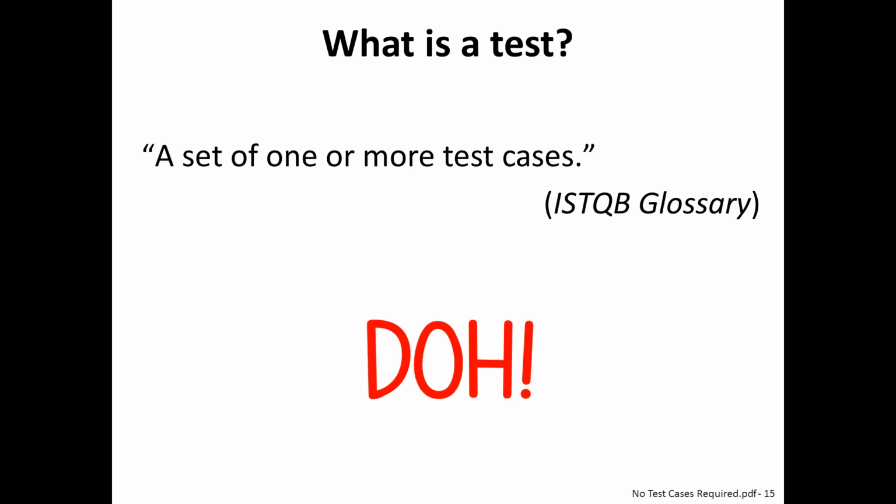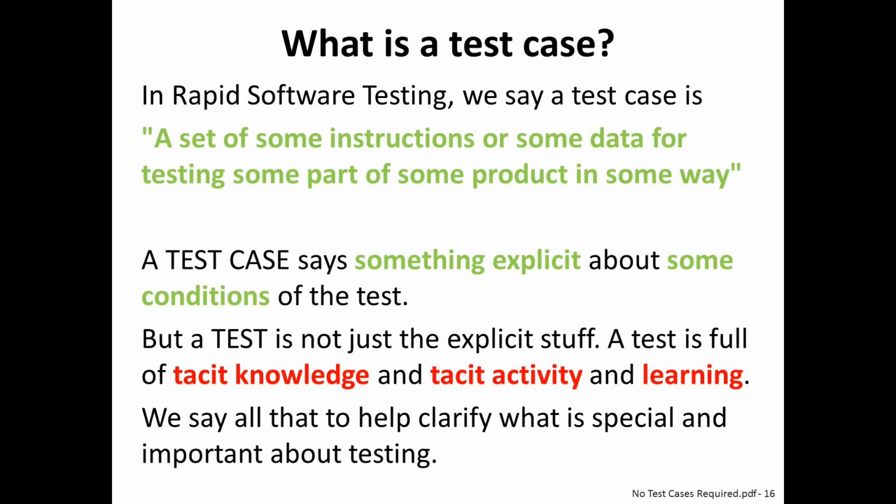So in the Rapid Software Testing namespace, what do we say about a test case? In Rapid Software Testing, we say a test case is a set of instructions or some data for testing part of some product in some way. Now notice all the "some"s in there, and the "part of the product in some way." Notice that this is fairly non-specific, and that's because whenever we see a test case, it says something explicit about some conditions of the test.